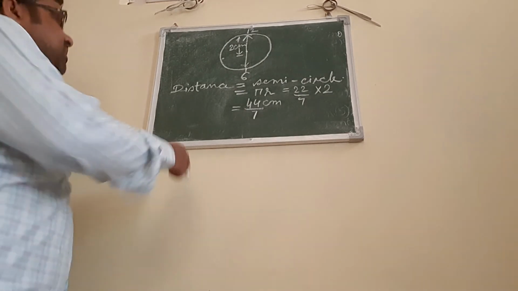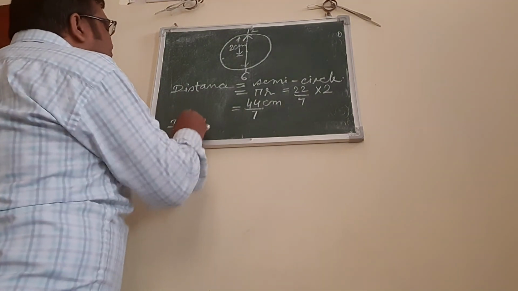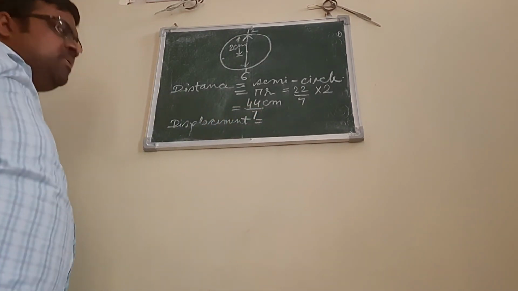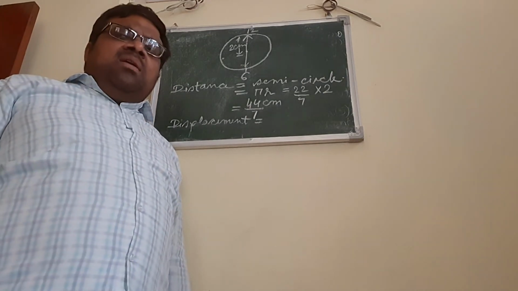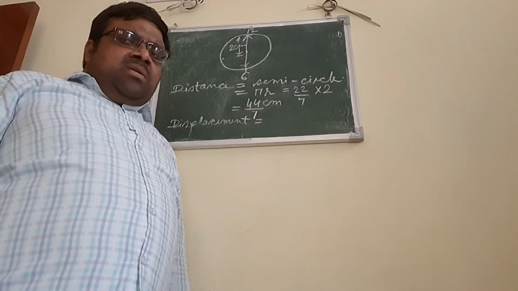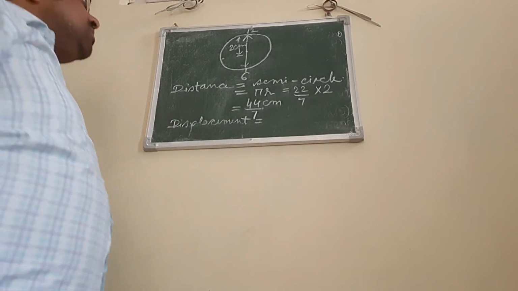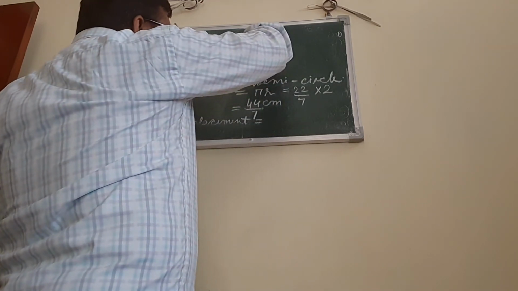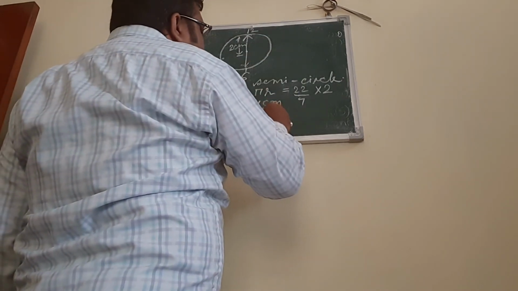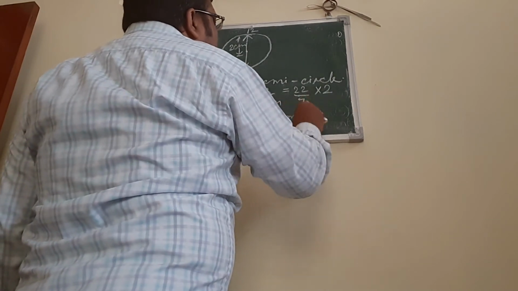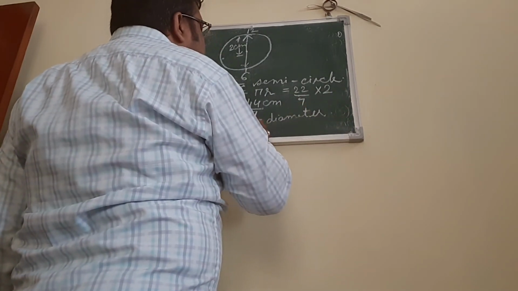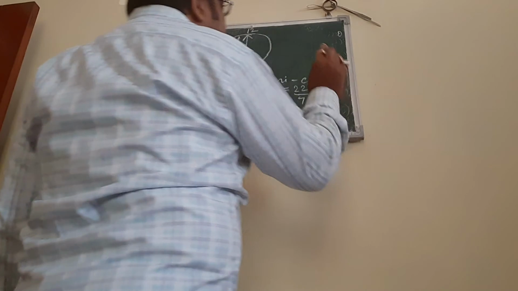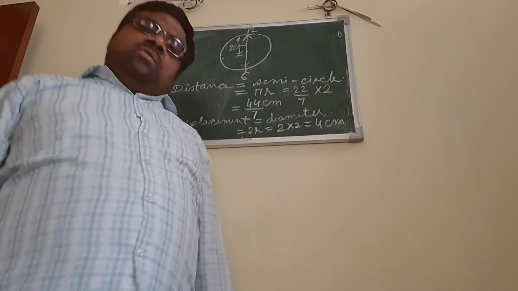What will be the displacement? Again we will go from the definition. What is displacement? It is the shortest distance traveled by the body from its initial to the final position. So initial position is 12, final position is 6. So what will be the distance? This much will be the distance which will be equal to the diameter, and diameter is equal to twice the radius, that is 2r. So it is 2 into 2, that is equal to 4 centimeter.